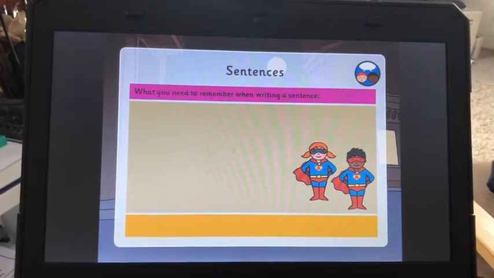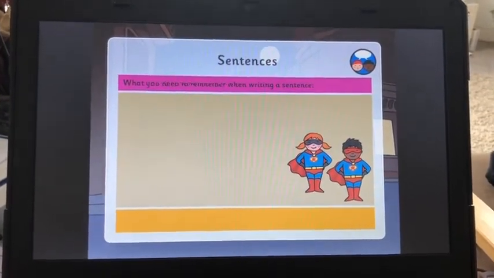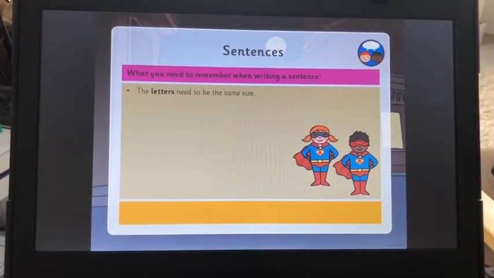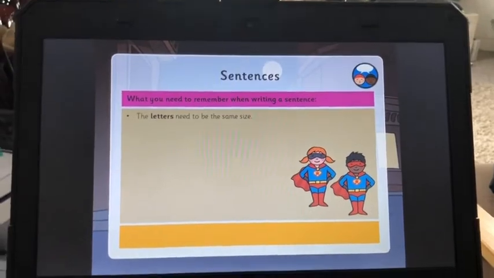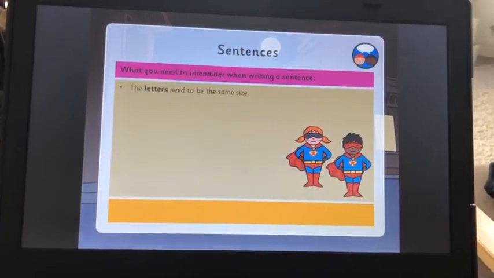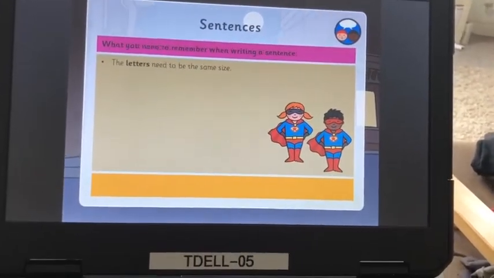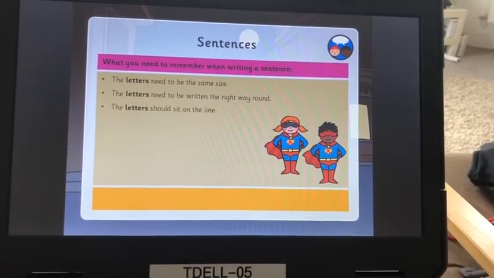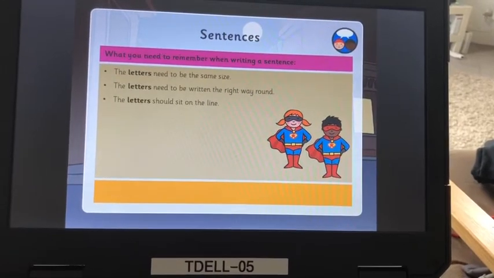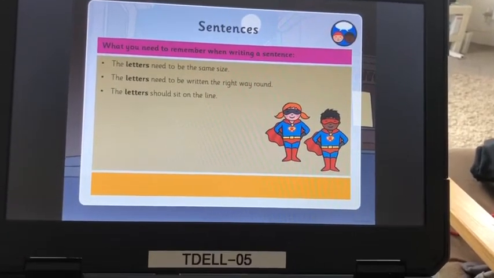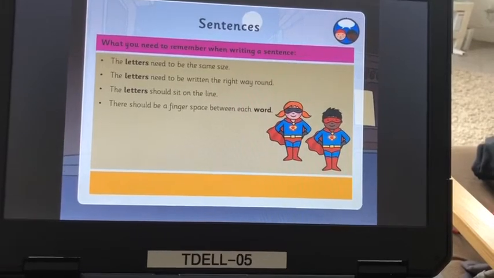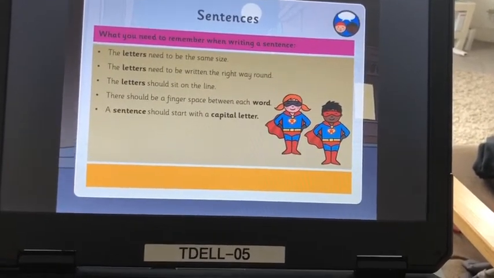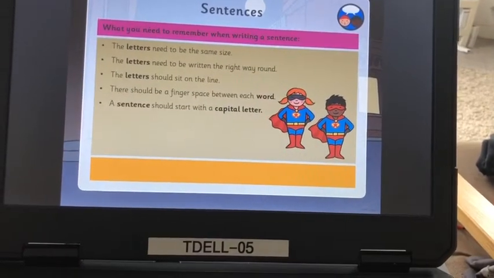So what do you need to remember when you are writing a sentence? The letters need to be the same size. All of your letters need to be formed exactly the same way. The letters need to be written the right way round. The letters should sit on the line on which you are writing. There should be a finger space between each word. A sentence should start with a capital letter.